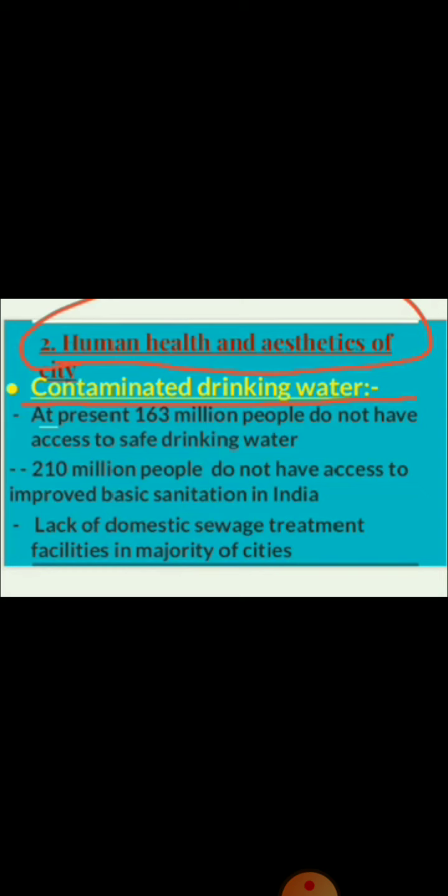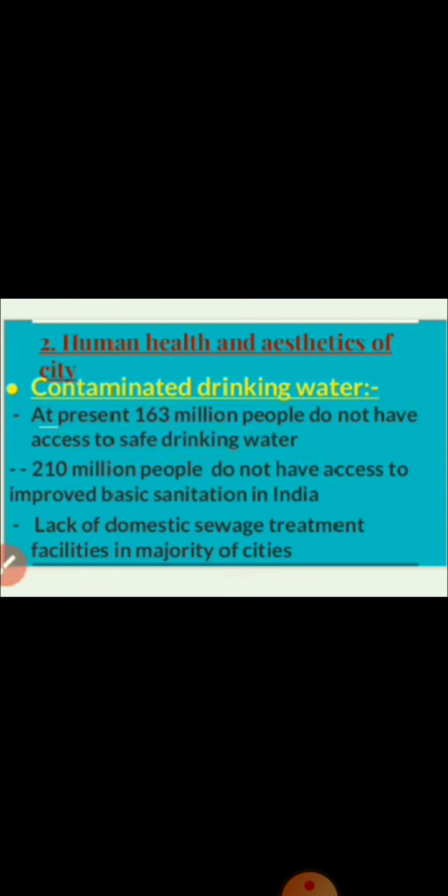At present, 163 million people in India do not have access to safe drinking water, and 210 million people do not have access to improved basic sanitation. In addition, there is a lack of wastewater treatment facilities in our urban areas. Preventing pollution of water sources is extremely critical in order to continue to supply water of good quality standards. Available data suggests that pollution levels have increased in surface water as well as groundwater. So polluted drinking water is a serious issue in urban areas, as it is going to be more dangerous in future.